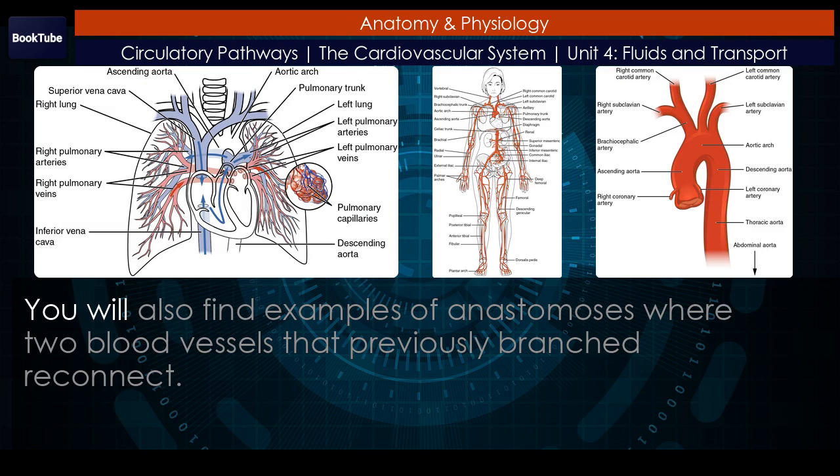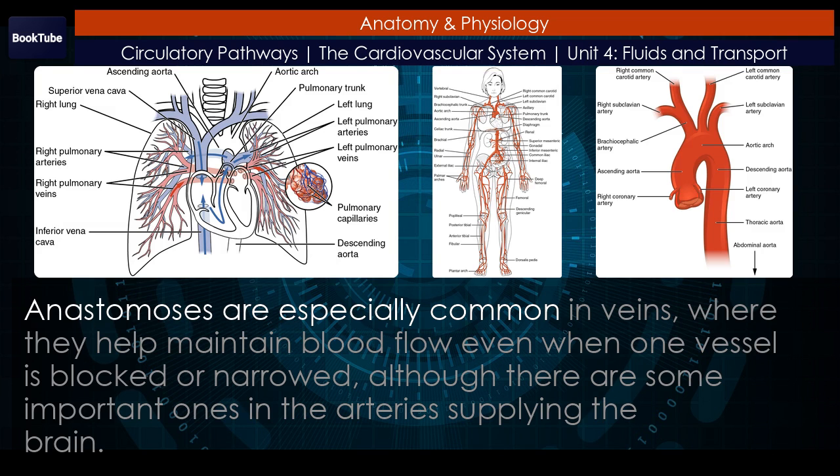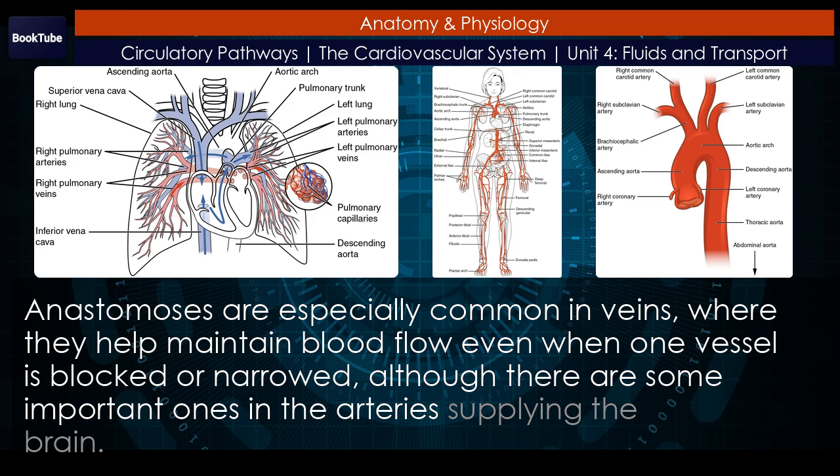You will also find examples of anastomoses, where two blood vessels that previously branched reconnect. Anastomoses are especially common in veins, where they help maintain blood flow even when one vessel is blocked or narrowed. Although there are some important ones in the arteries supplying the brain.